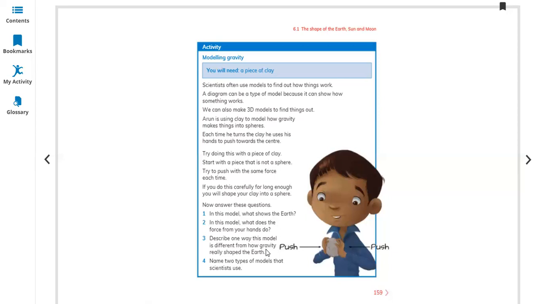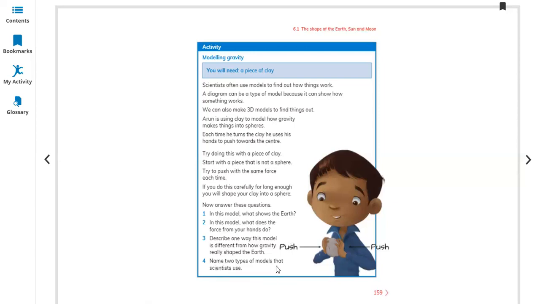This model is different from how gravity really shaped the Earth because the real Earth is much bigger, much larger, and gravity is a pull, not a push. You can see he's pushing from this side, and also from both sides, but gravity is pulling. So gravity is a pull, not a push. If the real Earth was shaped by a pushing hand, the surface would have been squashed. So it's different.